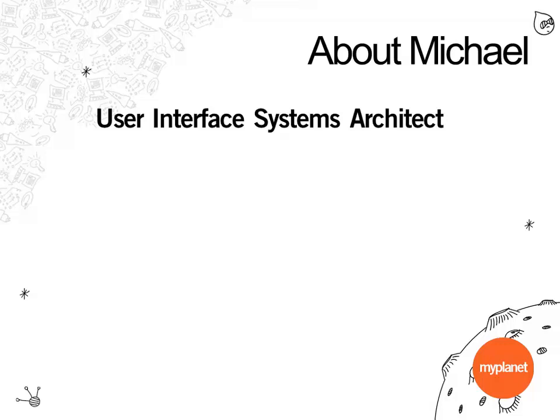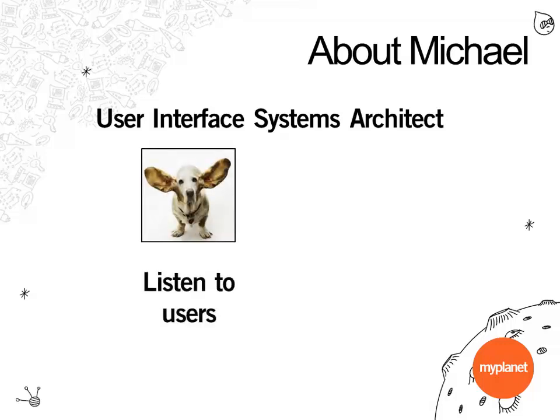What does it mean to be a user interface systems architect? Well, what it means is I've got two heads. The first head has big ears because it likes to listen to users. And what I mean by that is I like to put myself into a deep empathy with users to find out as much as possible about what they're doing as they use applications so that I can help them have better experiences doing that.